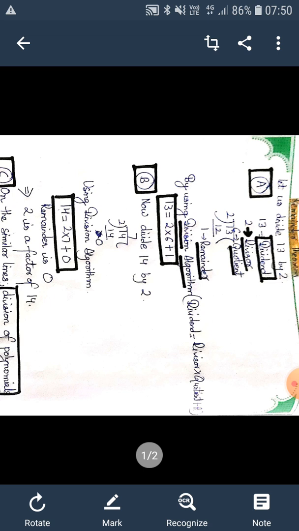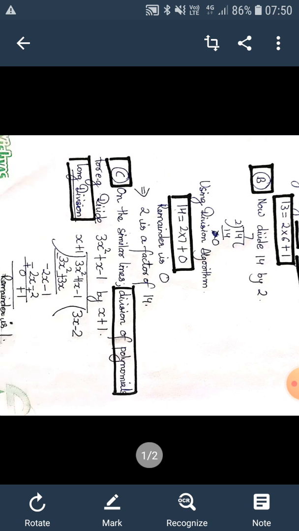Similarly, if we divide 14 by 2, you can see that the remainder is 0. So we have two cases, either the remainder is less than the divisor or the remainder is 0. So on similar lines, we are going to study division of polynomials. For example, let us take a quadratic polynomial 3x squared plus x minus 1, and it is divided by a linear polynomial, that is x plus 1.